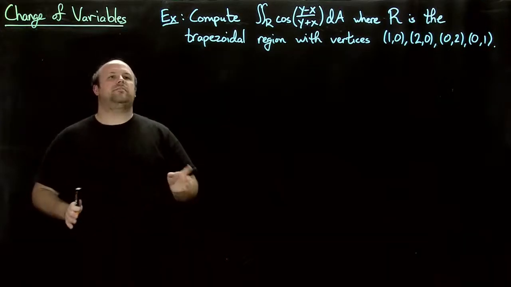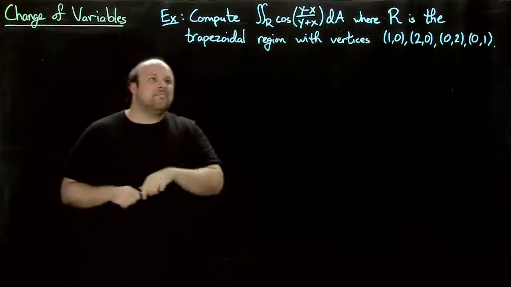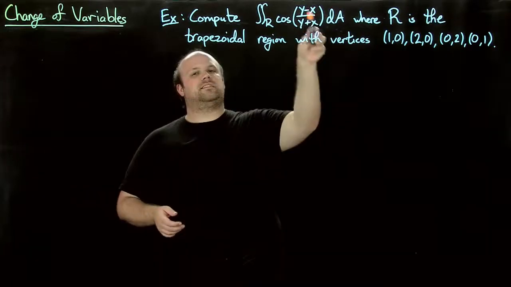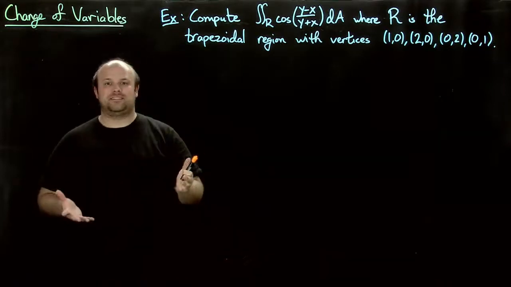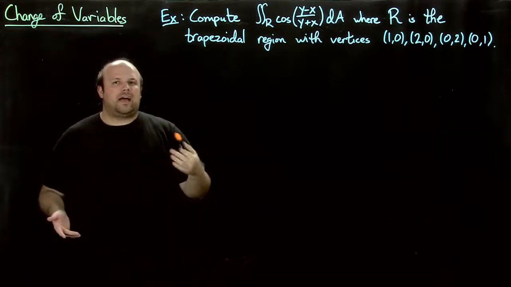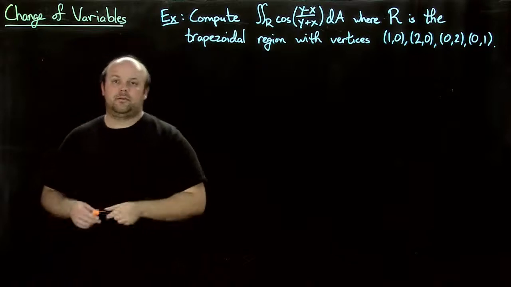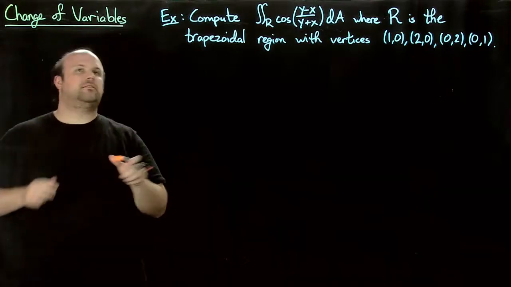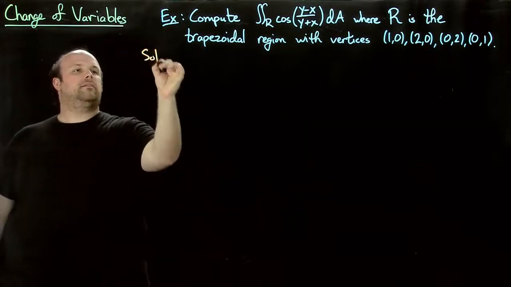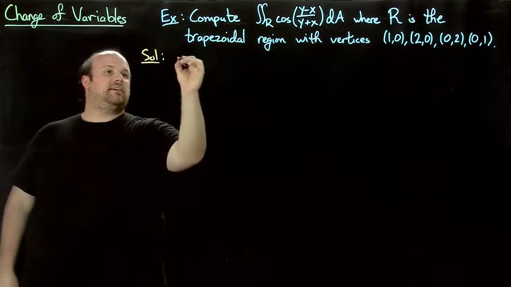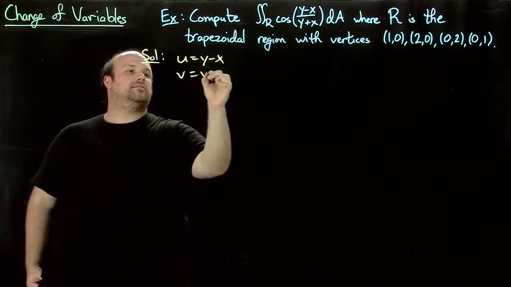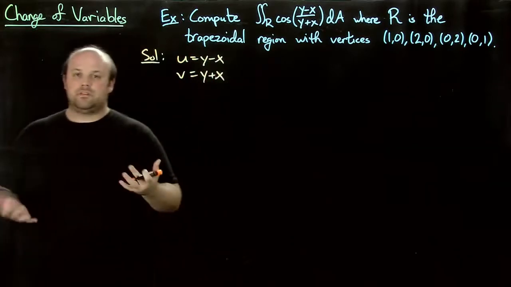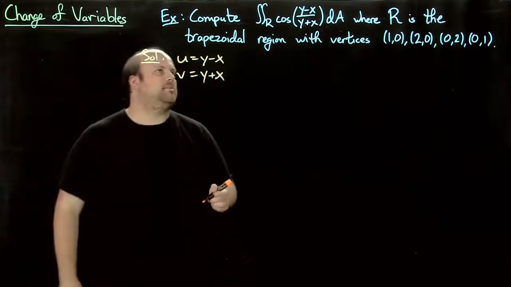So before we even look at that trapezoid, look at what's inside this cosine. It's a mess. It's a complete and utter mess. So how could we make that look a little bit better? Well, if we say u is y minus x and v is y plus x, then what happens?